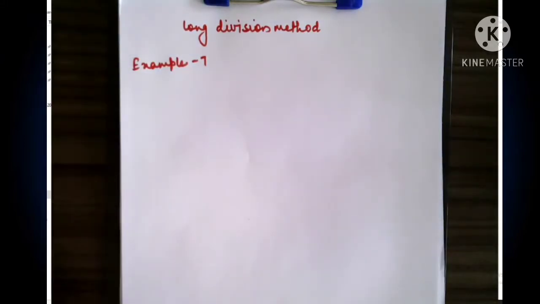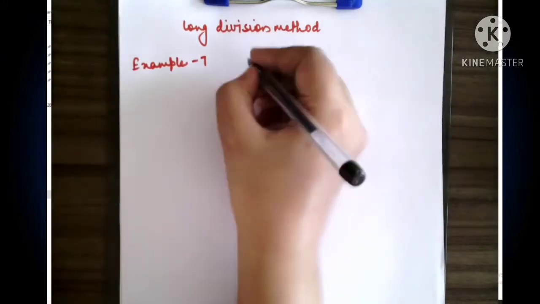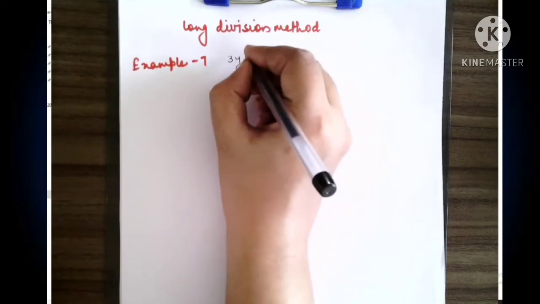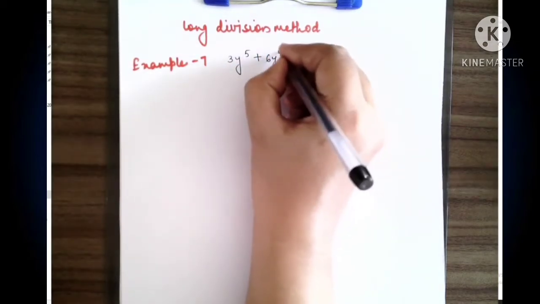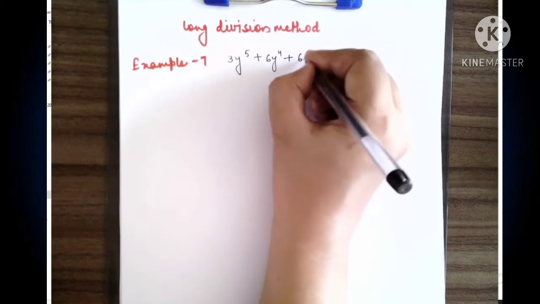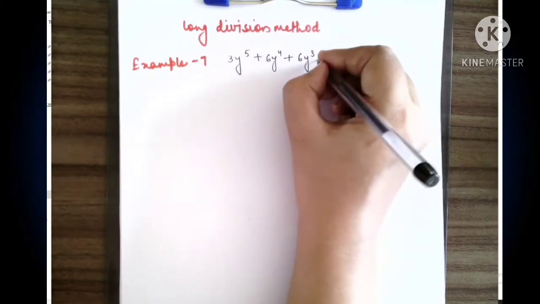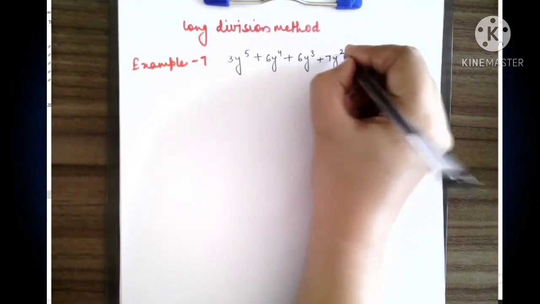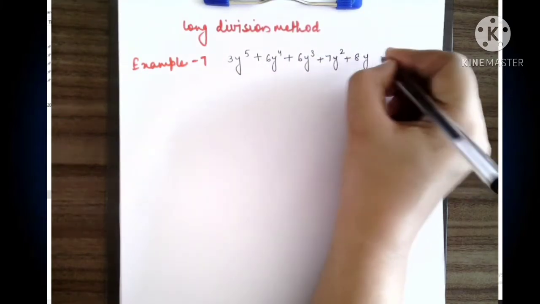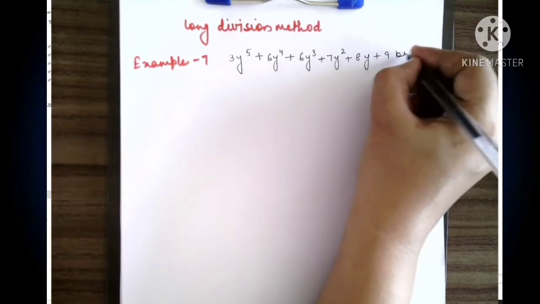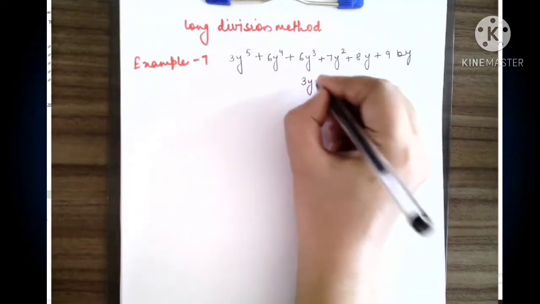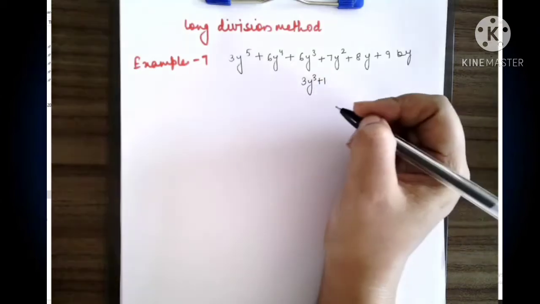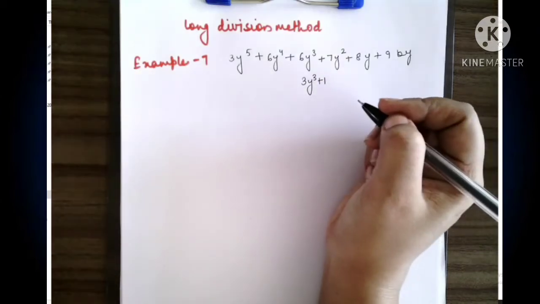The question is: divide 3y raised to the power 5 plus 6y raised to the power 4 plus 6y cube plus 7y square plus 8y plus 9 by 3y cube plus 1. ठीक है, आपने इससे डिवाइड करना है.